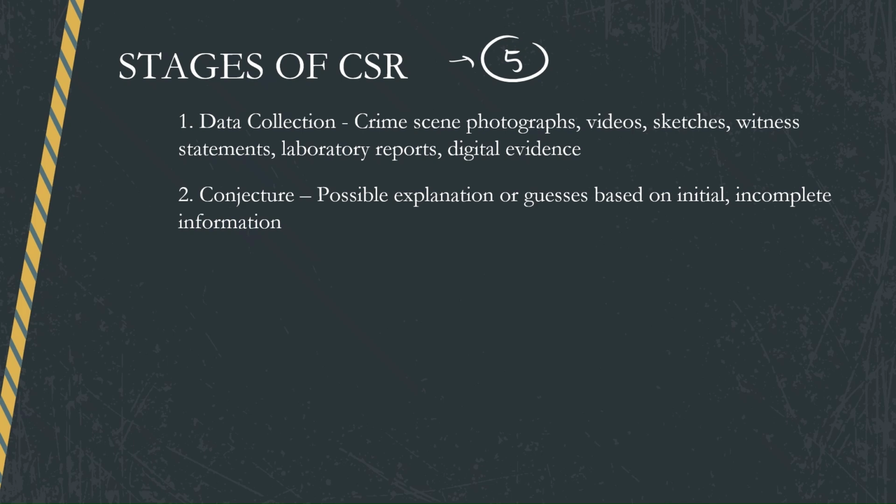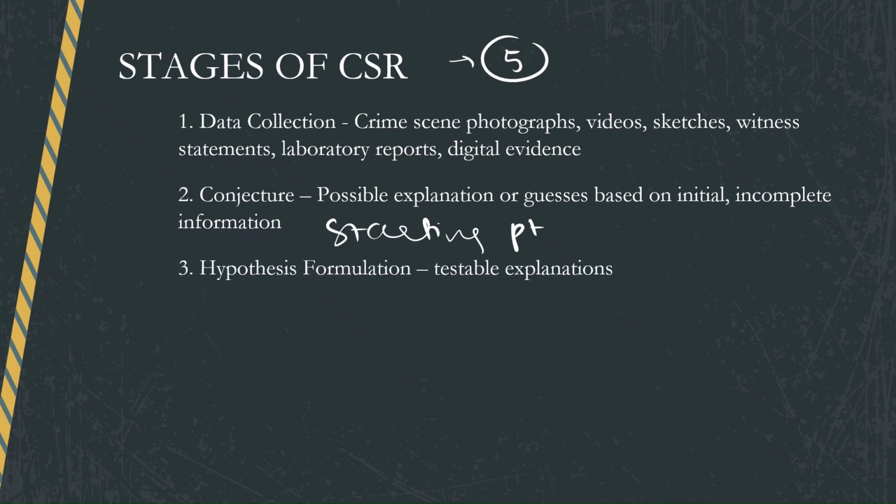Now, once all the information has been collected, investigators move to the second stage, which is called conjecture. A conjecture is simply an initial idea of what may have happened. It's not a conclusion and it is definitely not a proof. It is just a starting point based on the first review of the available information. Experienced investigators often develop these early impressions very quickly, but they must always be willing to change them if new evidence points in a different direction.